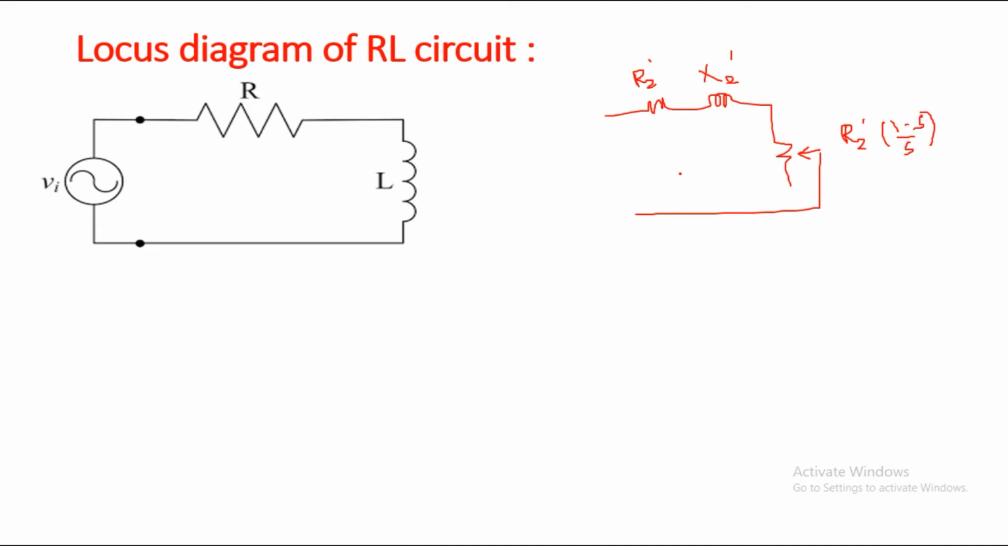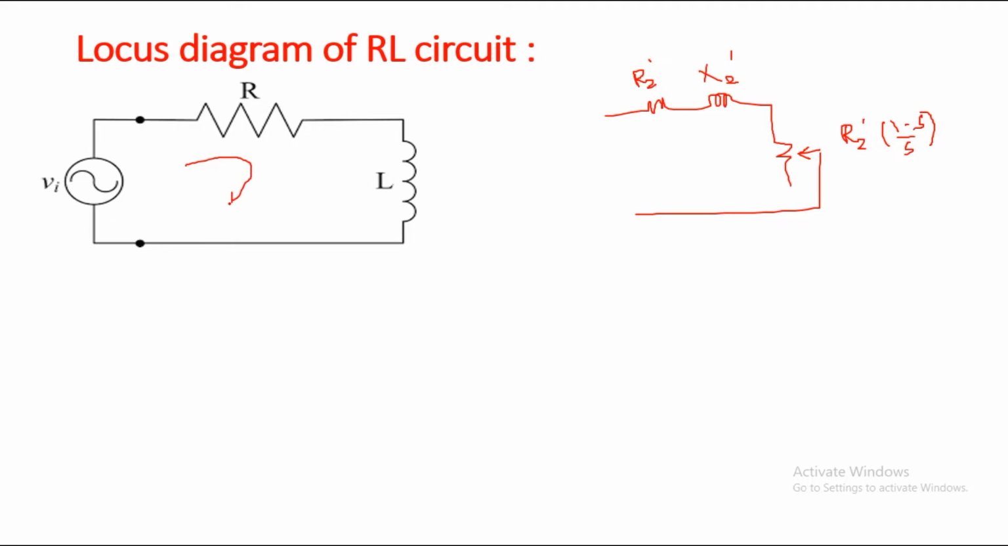This is the rotor portion of the induction motor, and this RL series circuit and the rotor part are the same. The only thing is that we have a mechanical load in addition to the RL series combination. That's the difference between the RL series circuit and the rotor part. Both behave the same. So for understanding the locus diagram concept, we start with the RL series circuit. For finding the locus diagram of current in an RL series circuit, first we have to find the value of the current flowing through the circuit.